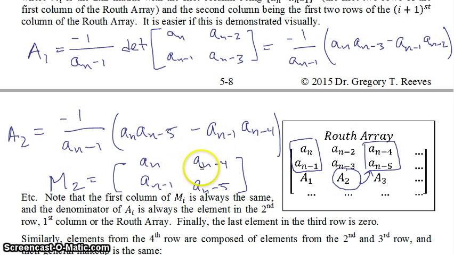In addition to that, the denominator here, a_{n-1}, is always the element in the second row, first column of the Routh array for this third row. Finally, when you get to the end of this row, the last element is 0. The last element in this third row is 0. Okay, so that's the third row, but there are more rows to the Routh array.